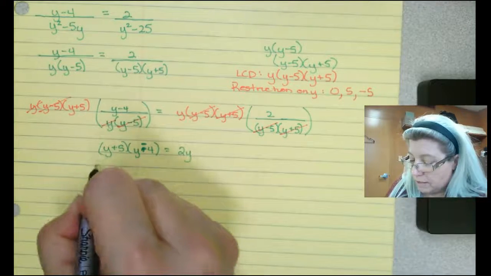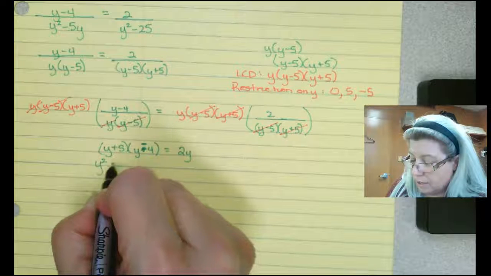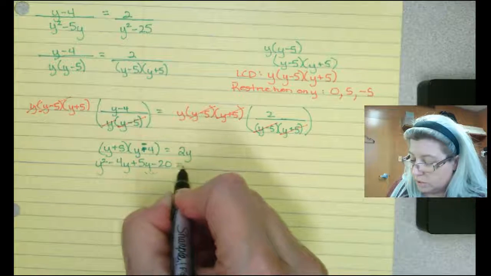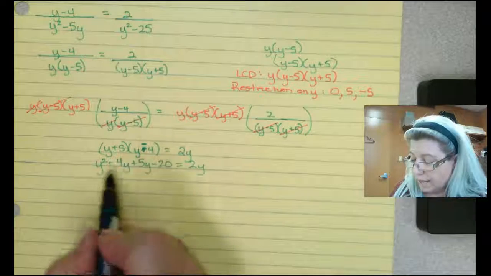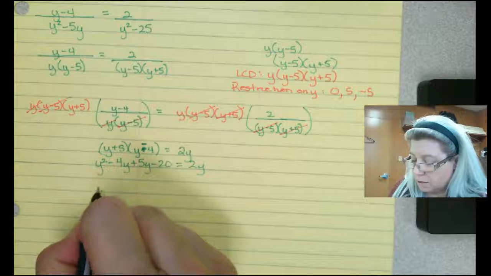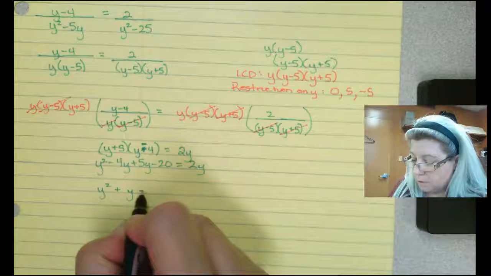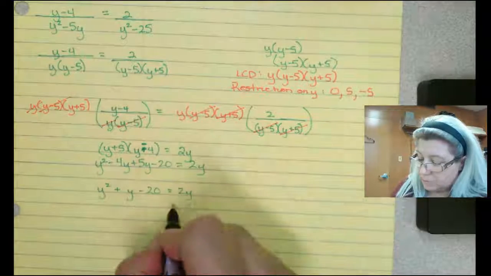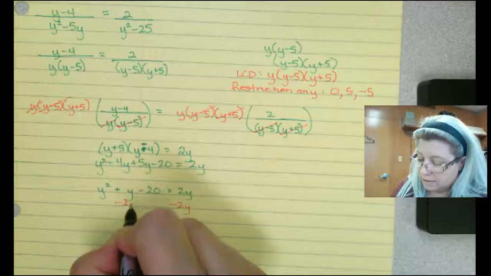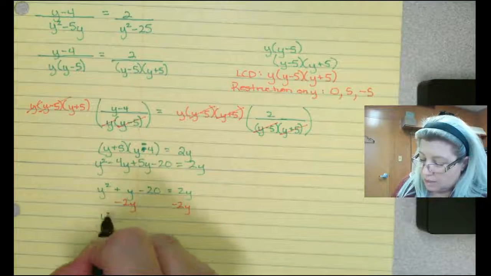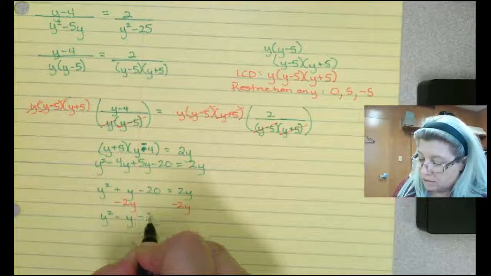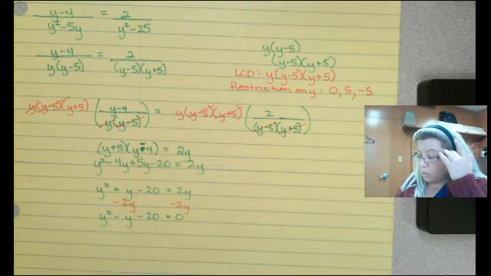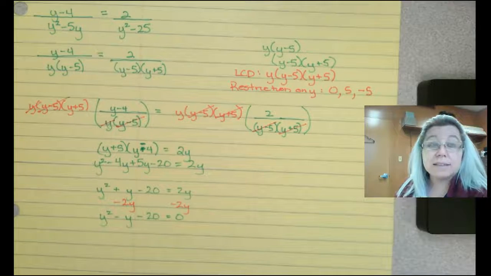So if I FOIL this, it's going to be y squared minus 4y plus 5y minus 20 equals 2y. Add like terms. Y squared plus y minus 20 equals 2y. Let's go ahead and subtract 2y from both sides. Y squared minus y minus 20 equals 0. Now I want to factor the left-hand side.